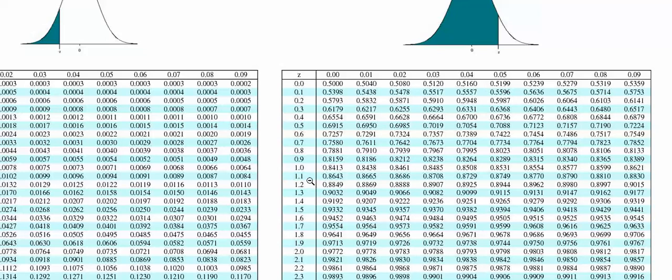We go to row 1.1. We go to column 3. And we get 0.8708. So 0.8708 is the probability of randomly selecting a person below an IQ of 117. It's the answer to our question.